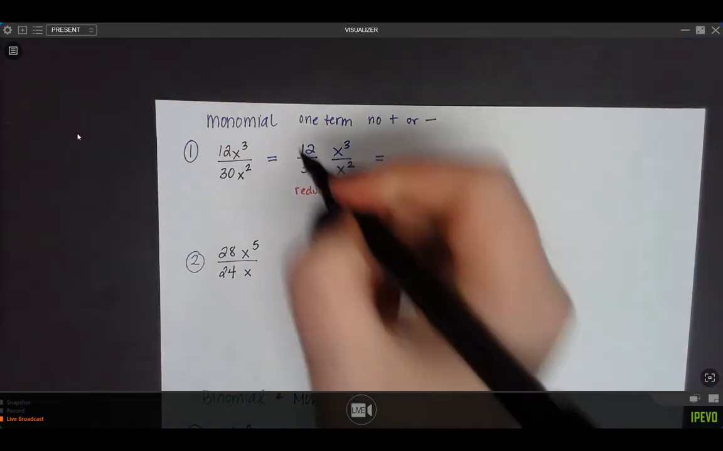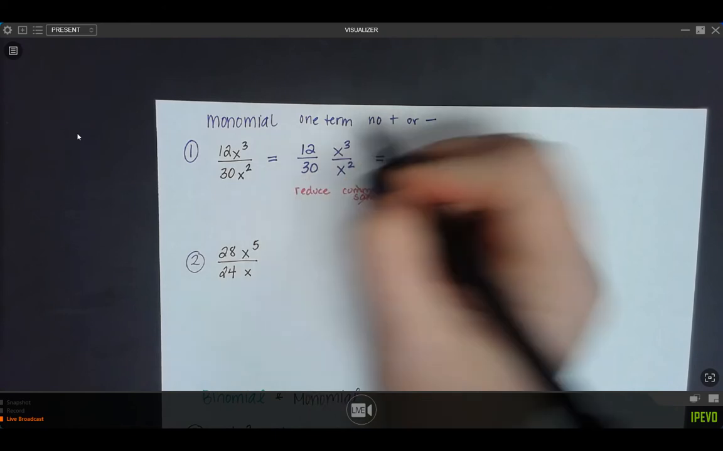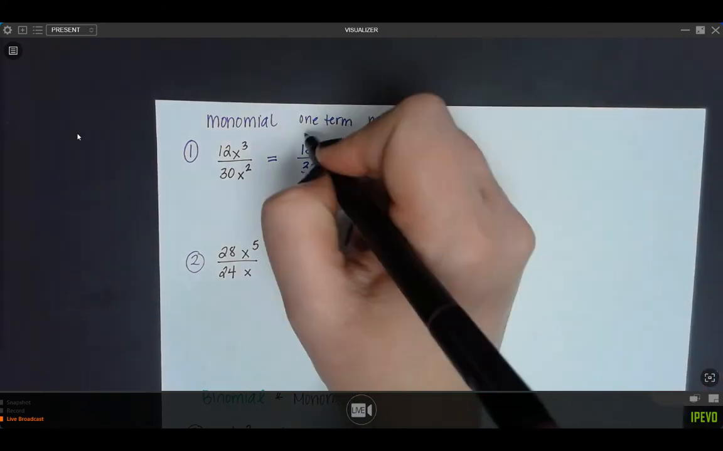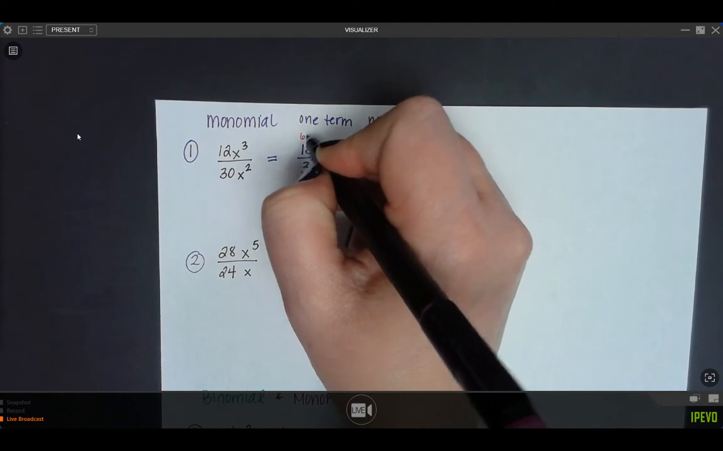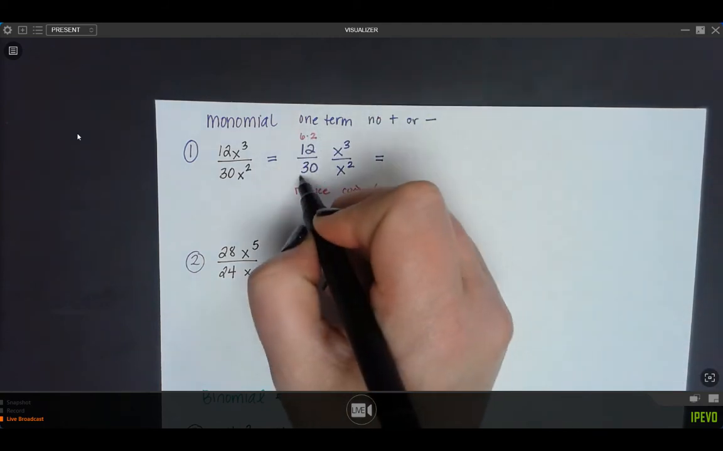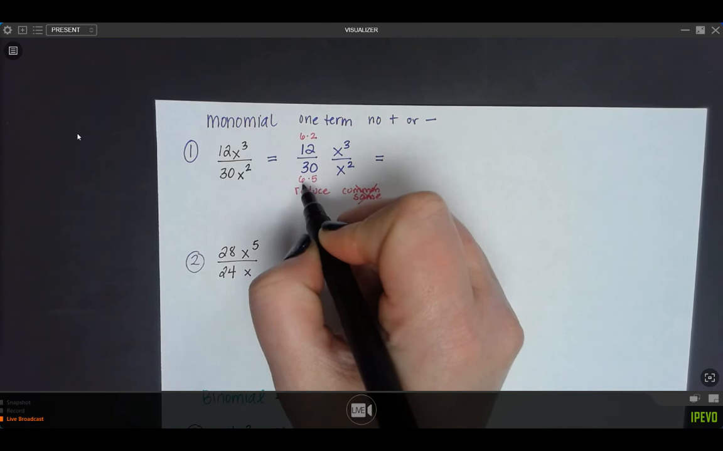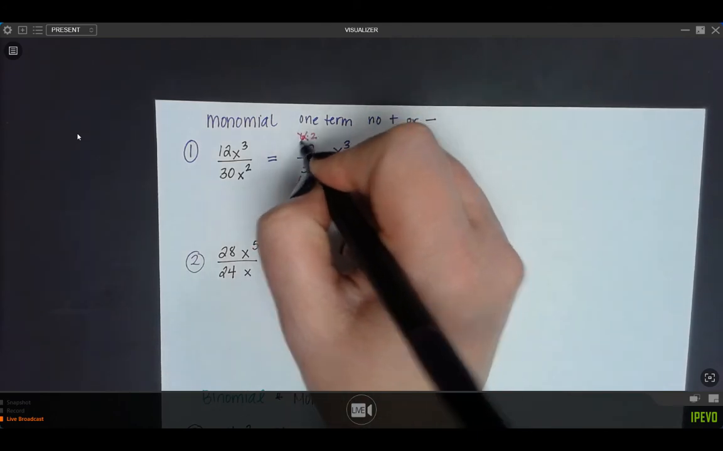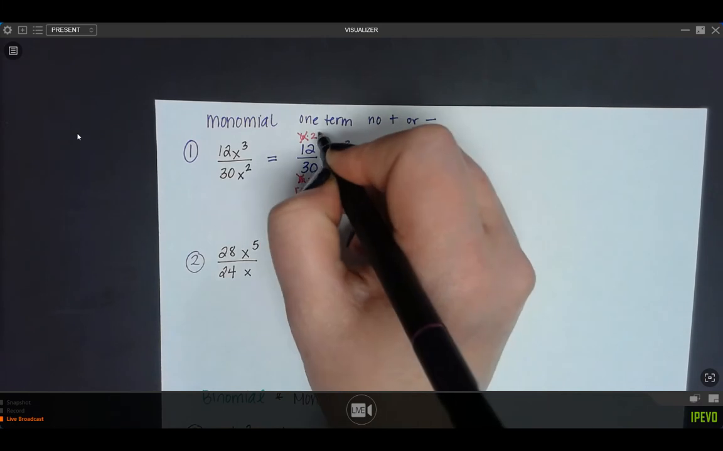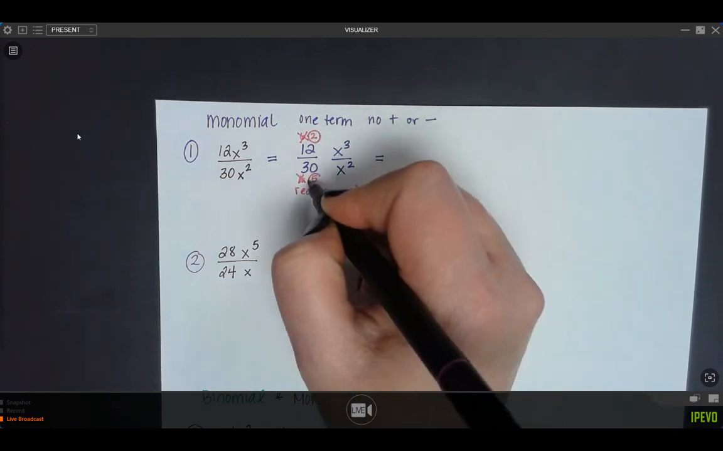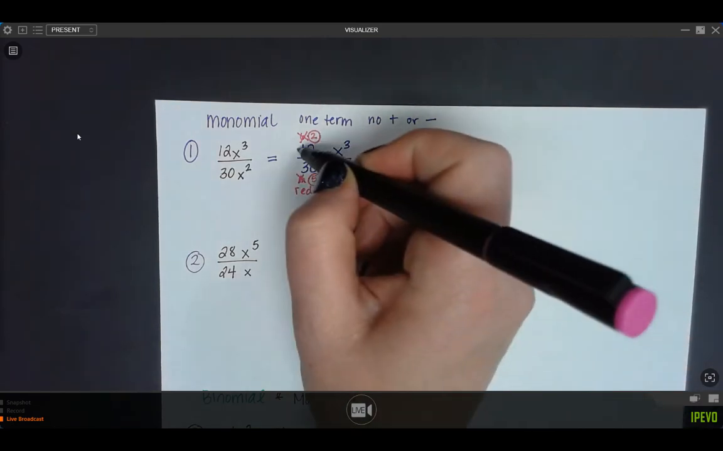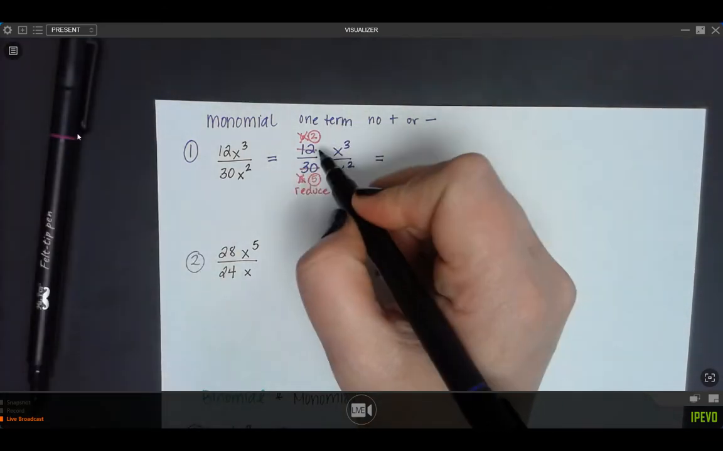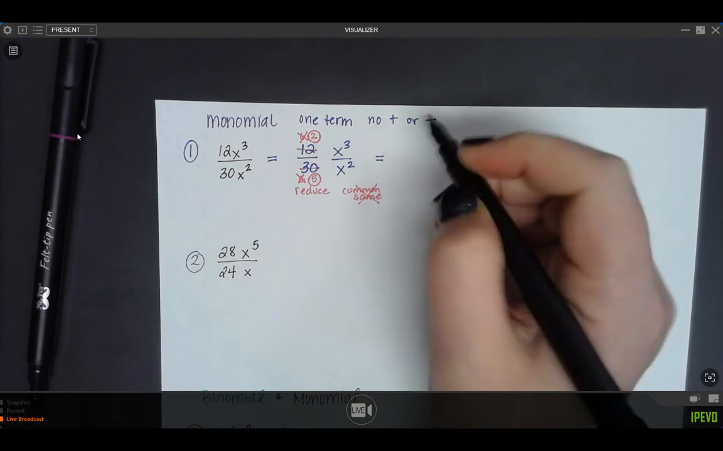So I'm going to look at the number 12 and the number 30, and I'm realizing that they are both divisible by the number 6. So 12 is 6 times 2, and 30 is 6 times 5. And that's the biggest number that they both have in common. So if I were to get rid of the 6, I would have a 2 on top and a 5 on bottom left over because I reduced the 12 and the 30. So instead of 12 over 30, I'm going to write 2 over 5.